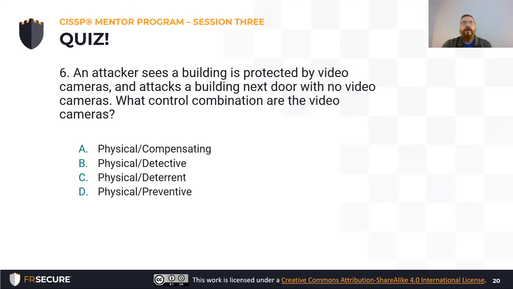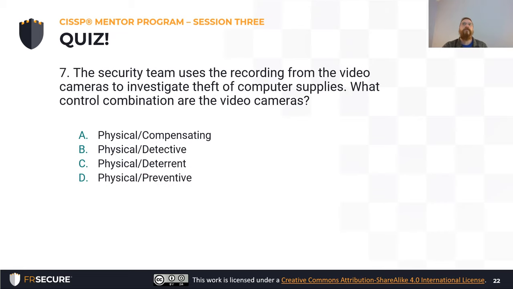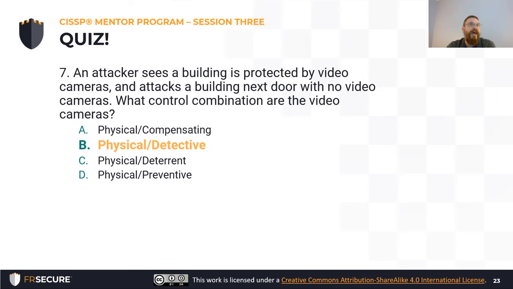All right. Attacker sees a building protected by video cameras and attacks a building next door with no video cameras. What control combination are the video cameras? And this is always one that you have to pay attention to what they're asking when you're looking at these. Because again, you could have multiple different types of control combinations here. In this case, it's a video camera, it's physical, and it's a deterrent. The criminal saw the camera and went somewhere else. Physical deterrent. In this one, we're looking at video cameras to investigate theft of computer supplies. Well, they've identified an issue. So what control is it at that point? Well, it's still physical, but now it's going to be a detective control.